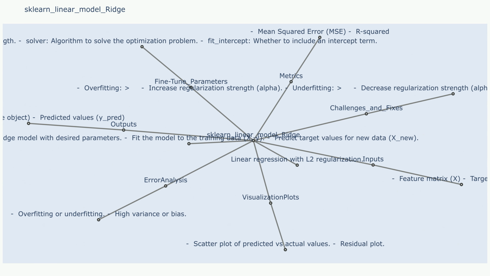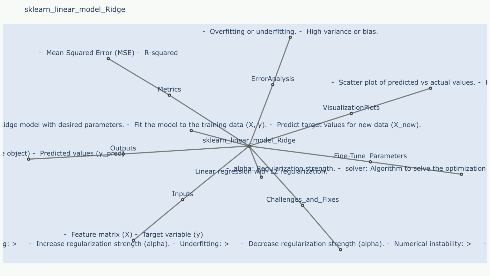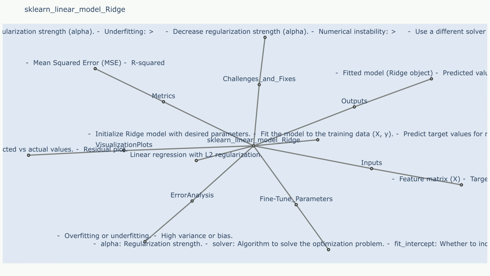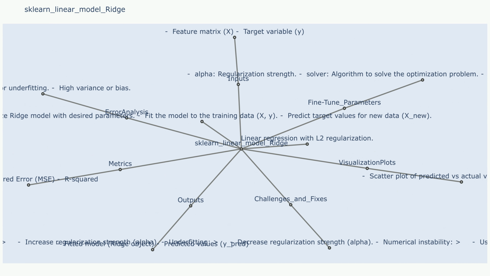Metrics. Mean squared error, MSE: the average squared difference between the predicted values and the actual values. R squared: a statistical measure that represents the proportion of the variance in the dependent variable that is predictable from the independent variables. Visualization plots. Scatter plot of the predicted values vs the actual values. Residual plot of the errors vs the predicted values.